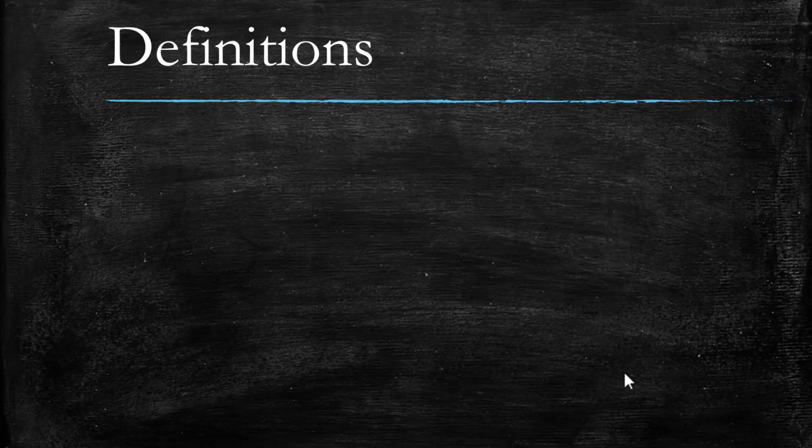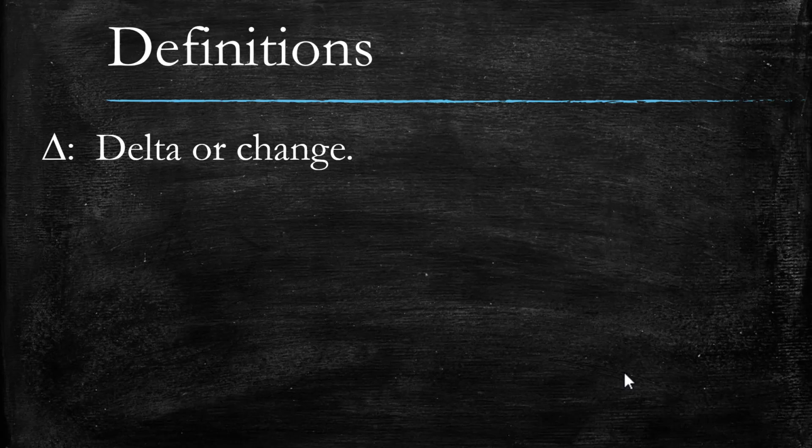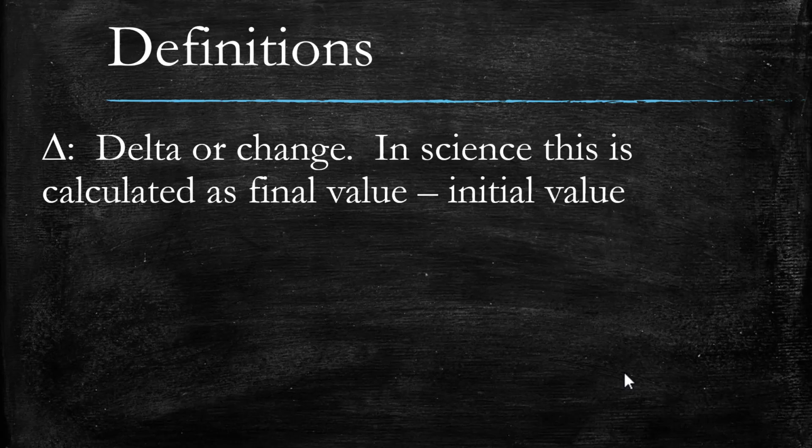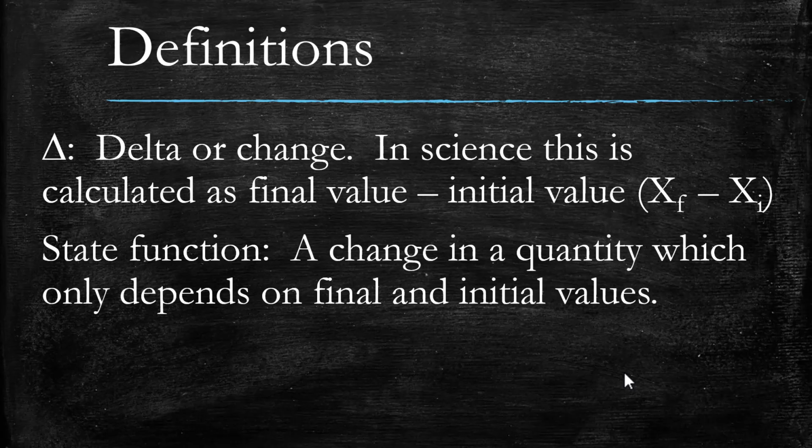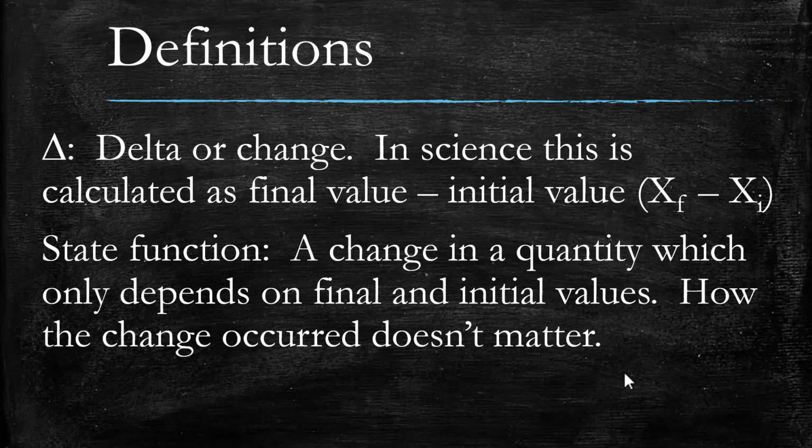On to some definitions. The triangle is known as delta or change. It's the Greek letter D. In science, this is calculated as the final value minus the initial value. It's okay if it's negative. X sub f minus x sub i. A state function is a change in a quantity which only depends upon the final and the initial values. How the change occurred doesn't matter.